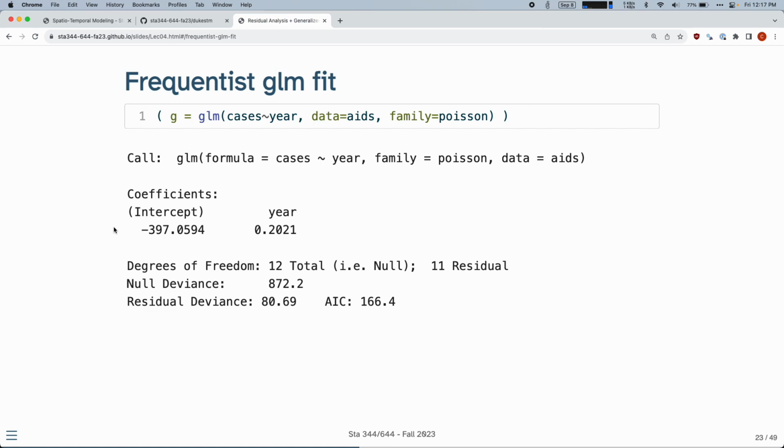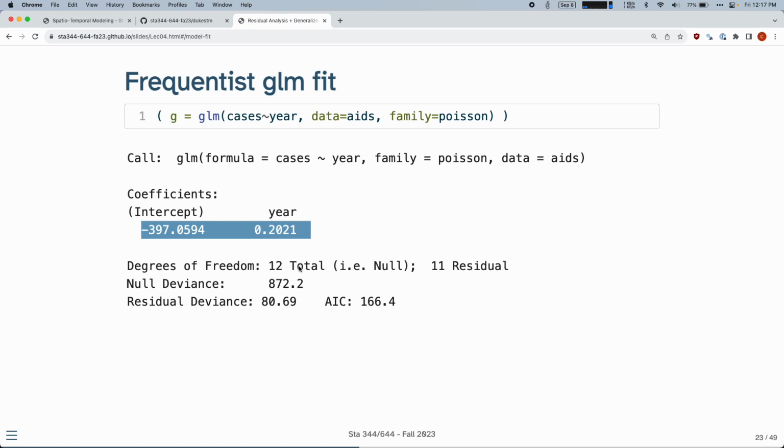So it goes through and fits it. We get an intercept and a beta coefficient for year. We also get some other statistics, the null deviance and the residual deviance, which we'll talk about in just a second, and AIC, degrees of freedom, whatever.